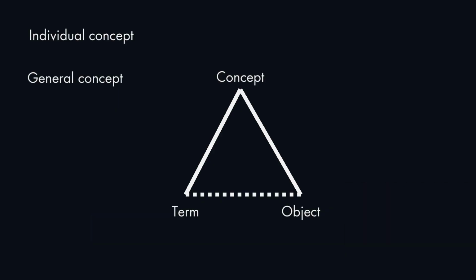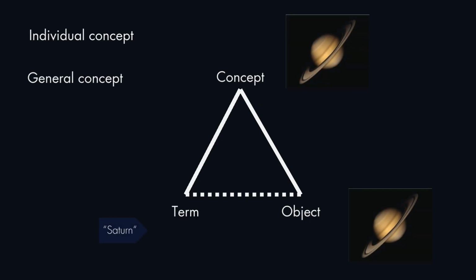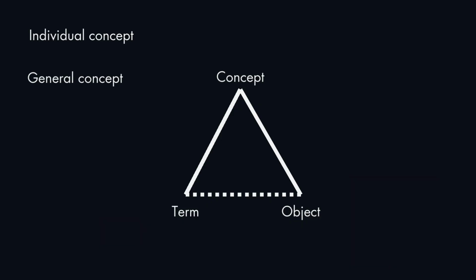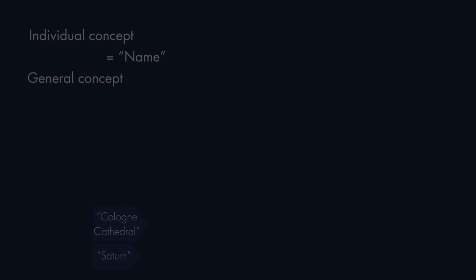Another individual concept is the planet Saturn. Here, the concept refers to a single object. The corresponding general concept would be planet. Again, an image is insufficient. Only a definition would do. For general concepts like cathedral or planet, we use terms. For individual concepts like Cologne Cathedral or Saturn, we use names.